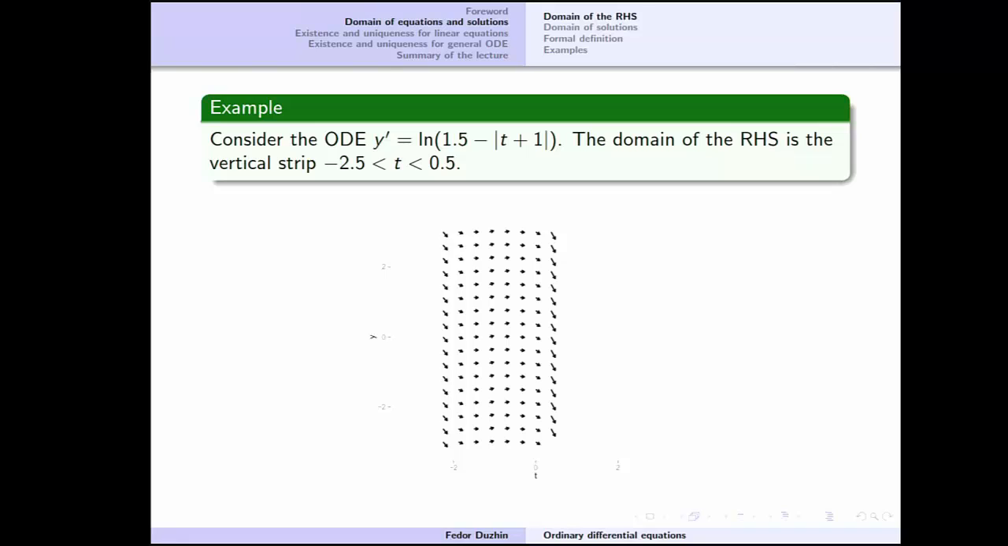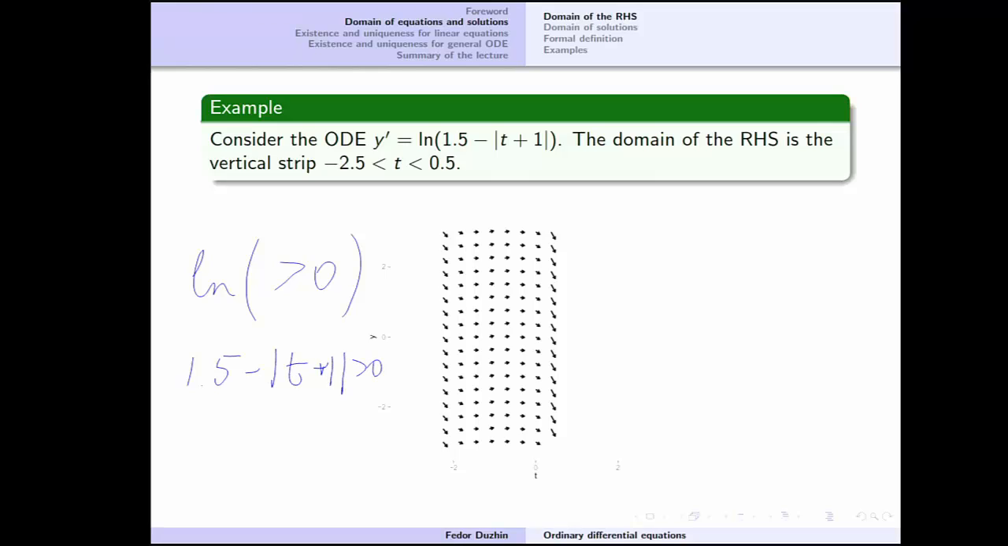Alright, now the next example, same thing, but here the right-hand side is again some expression in t and y. It happens not to have y at all, but it's alright. So now notice that it contains a logarithm, and I hope you know that the argument of a logarithm must be strictly positive.